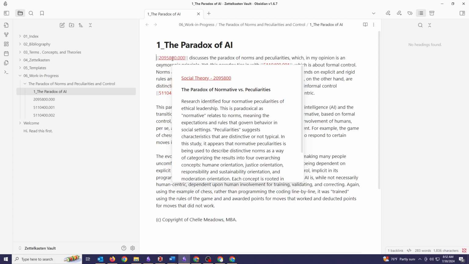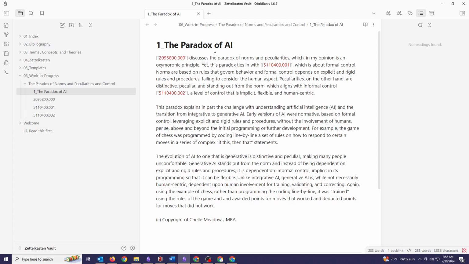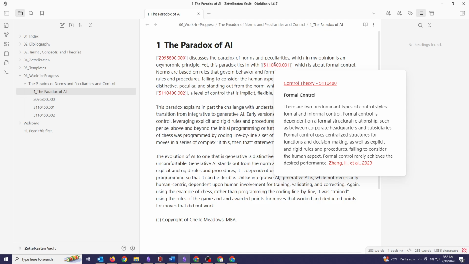So here I have the juxtaposition of normatives versus peculiarities from ethical research. And so I talk about what caught my attention. Initially, what caught my attention is that norms and peculiarities juxtaposed together is an oxymoronic principle, kind of like Civil War, right? So norms and peculiarities together is kind of oxymoronic in my opinion. And yet I saw that it tied in with another card.